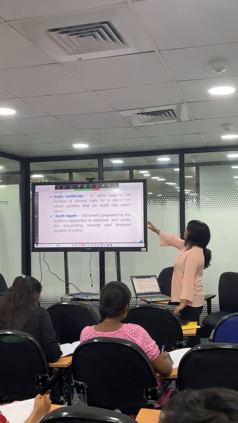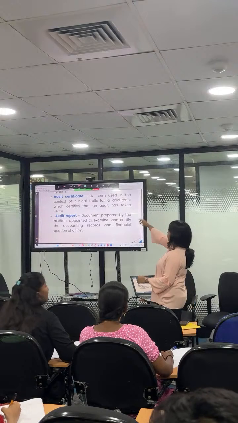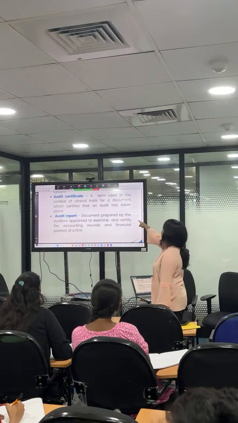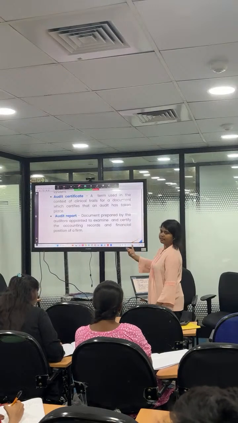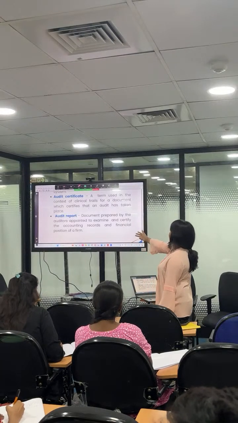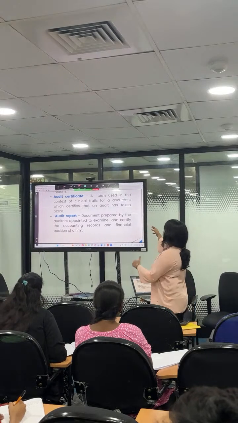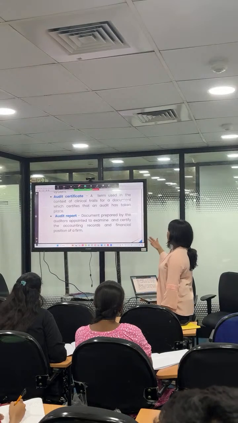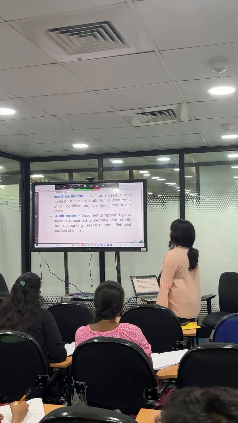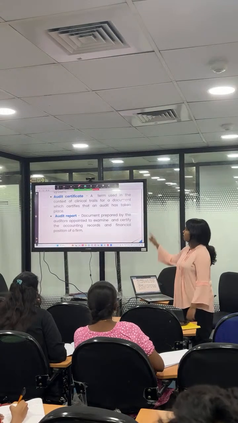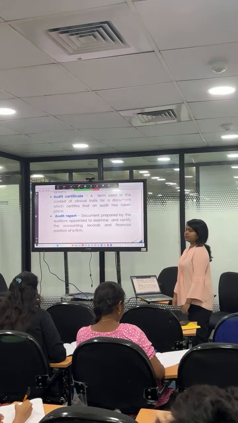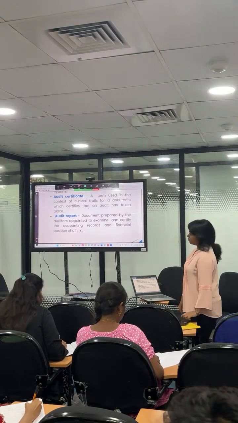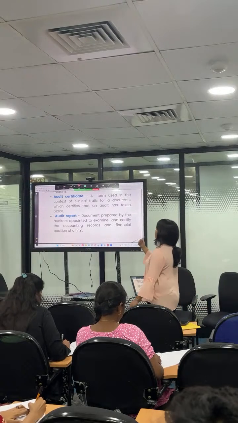An audit certificate is a term which is used in the context of clinical trials for a document which certifies that an audit has taken place. And audit report is a document prepared by the auditors appointed to examine and certify the accounting records and financial position of a firm. Please write down this one, audit certificate and audit report. These are the standard definitions.